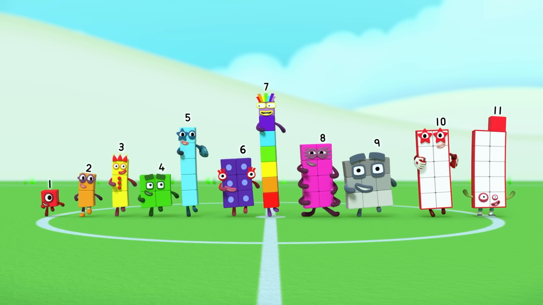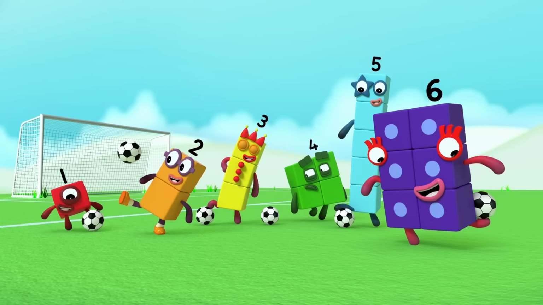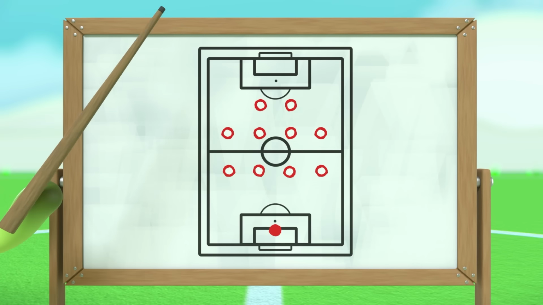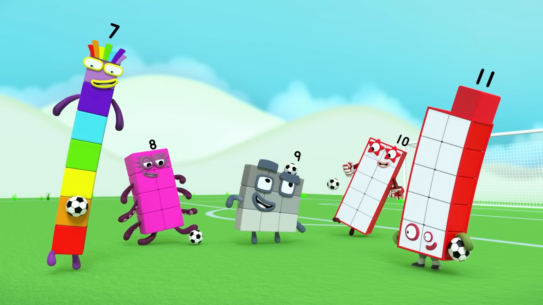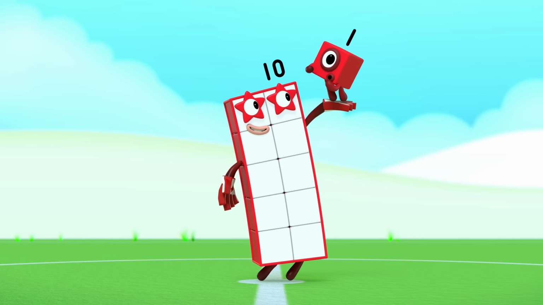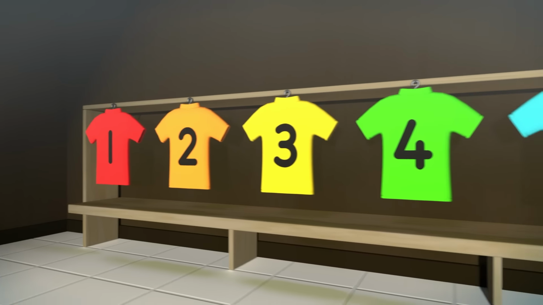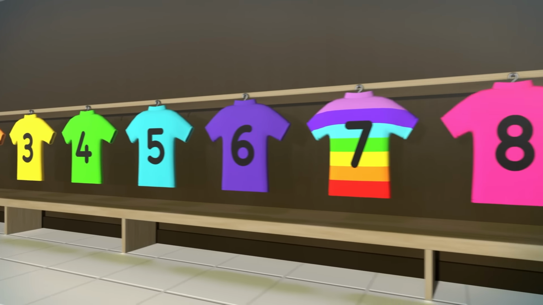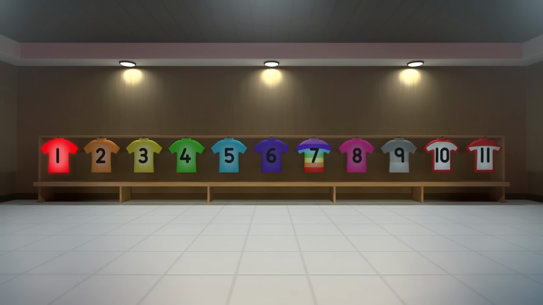1, 2, 3, 4, 5, 6, 7, 8, 9, and 10. One more is 11. We're on our way to victory. We're on a roll. We're 10 on the pitch and 1 in goal. We will never be denied. We'll take it in our pride. We're 10 and 1, 10 and 1, 11 on our side. Football shirts, football shirts. One for every number block. Football shirts.